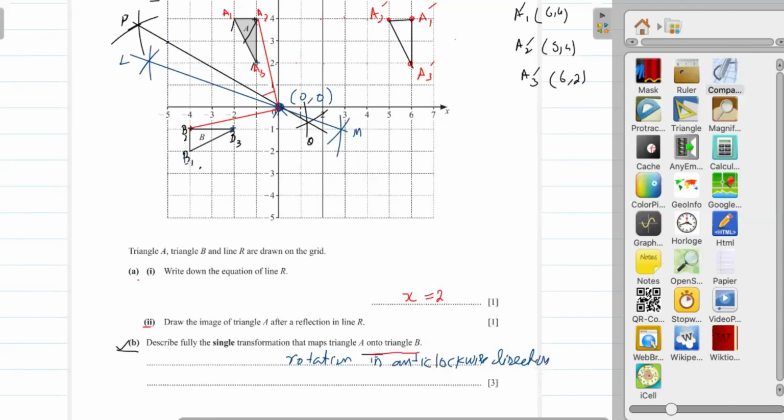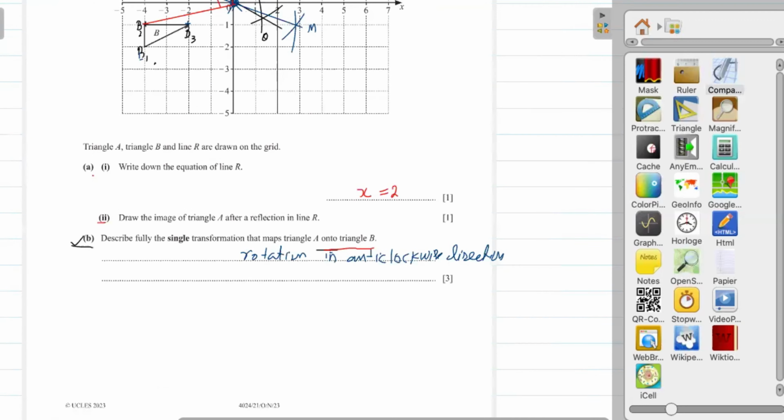You see here, this angle is 90 degrees in the anti-clockwise direction. Right here is a rotation in the anti-clockwise direction of 90 degrees, and the center of rotation is (0, 0). Center of rotation (0, 0). And this is the working of the transformation of A onto B.